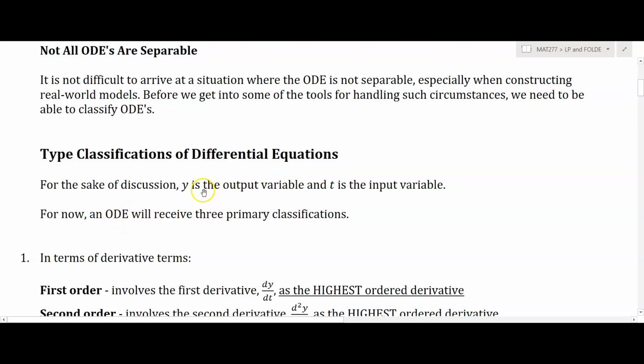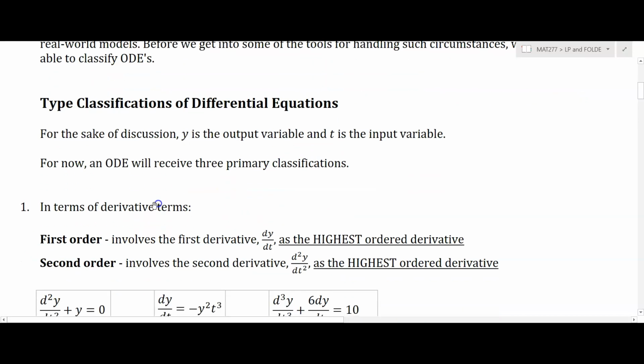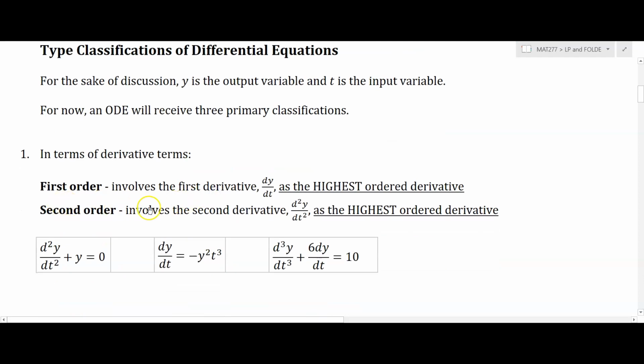For the sake of our discussion, y is the output variable and t is the input variable. You'll notice in a lot of sources dy dx is used. y and t are not special variables, we just happen to use them in our version of this class. For now an ODE will receive three primary classifications. The first one we've already learned about, which is the order of the differential equation. First order means that the highest derivative involved is the first derivative. Second order means the highest derivative involved is the second derivative, and so on.